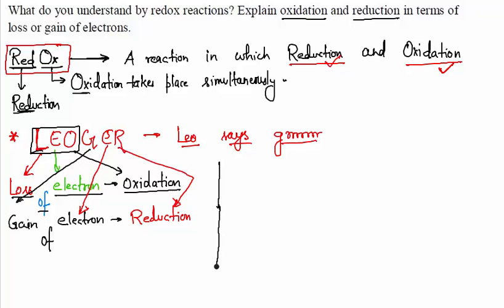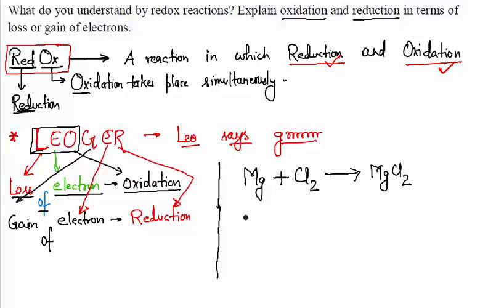Let me give you one example to clarify it further. It's a very simple concept. Suppose in a container you have magnesium. You know magnesium is a metal, and of course a reactive metal. And this is your chlorine, which is a reactive non-metal. When magnesium reacts with chlorine, we all know that formation of magnesium chloride takes place. Now how does it take place?